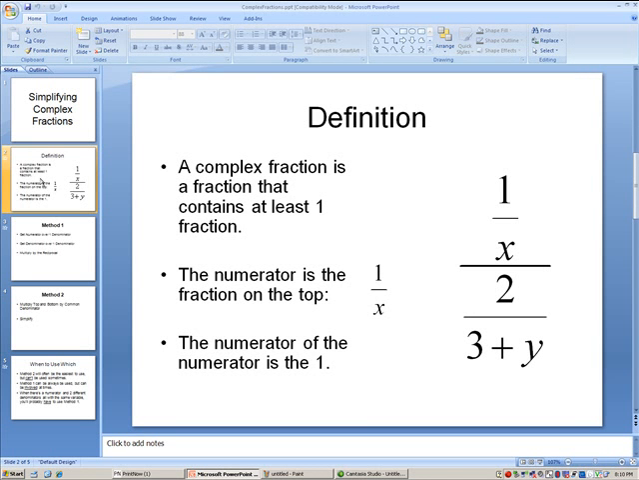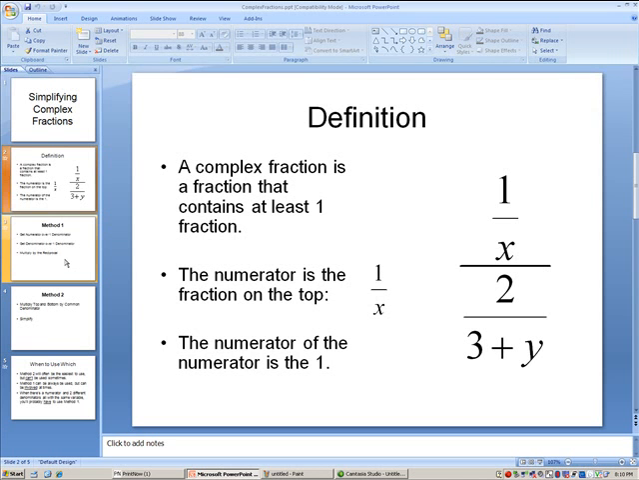The numerator would be the top of the main fraction, 1 over x, and the denominator would be the bottom of the main fraction, 2 over 3 plus y. But if I wanted to talk about something more specific, I could say the denominator on top to refer to the x, or the denominator on the bottom to refer to 3 plus y. The numerator on top is 1, the numerator on the bottom is 2, so on and so forth. Okay? Now, simplifying a complex fraction, there's two methods available to you.